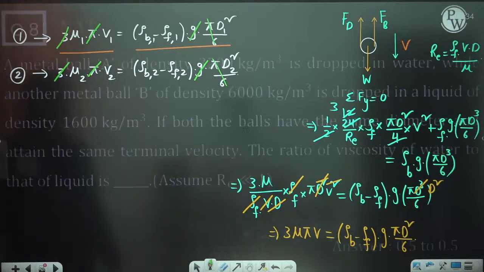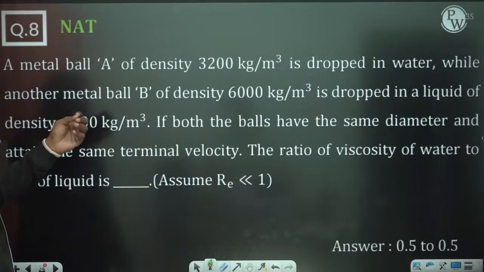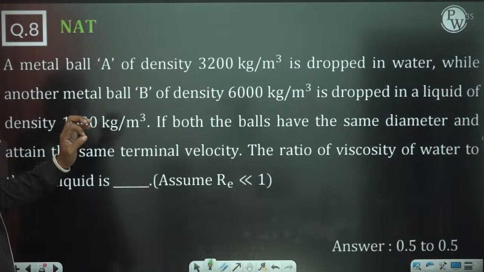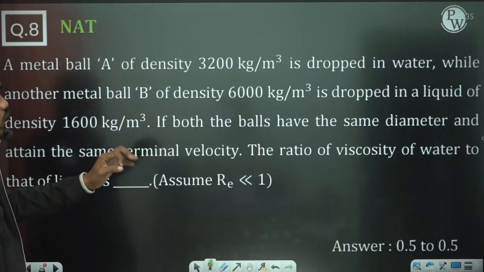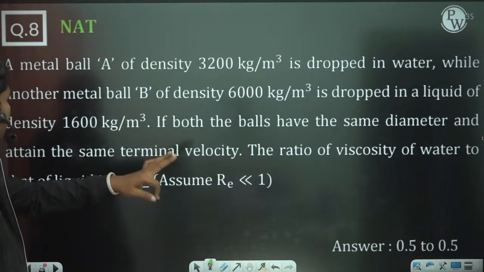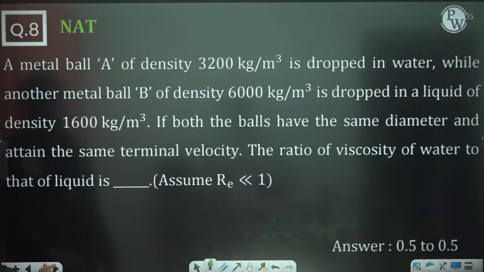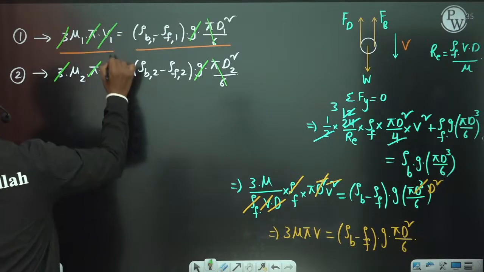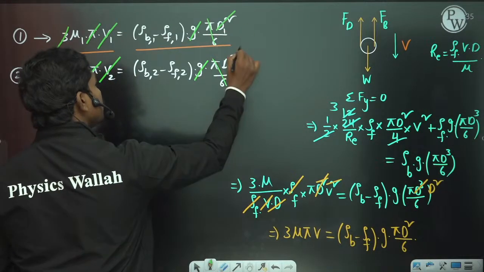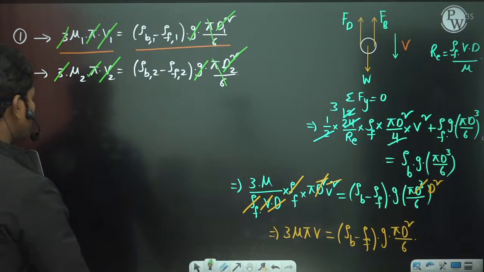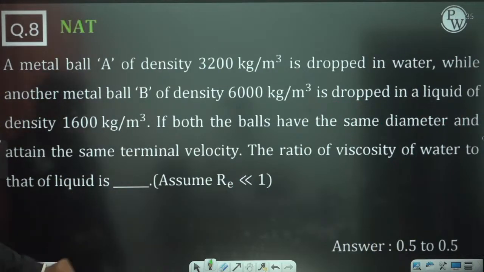Now let us see one more thing. Ball A of density 3200, while another metal ball B of density 6000 is dropped in liquid. If both the balls have same diameter and attain same terminal velocity, then in both the cases the velocities are same and also the diameters are same. So these terms got cancelled. Then the ratio of viscosity of water to that of liquid is dash.